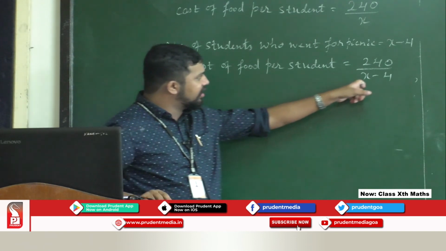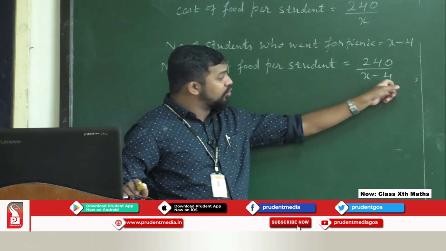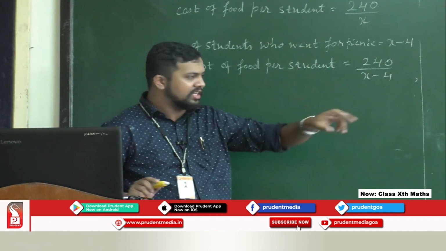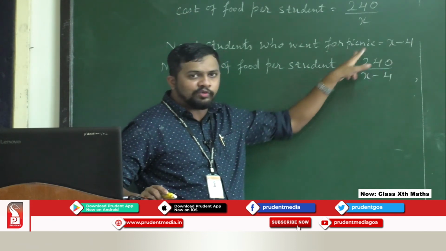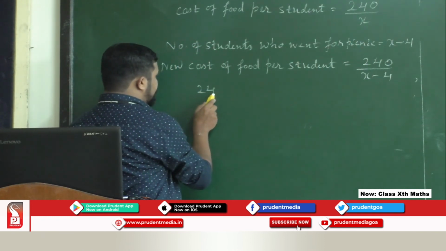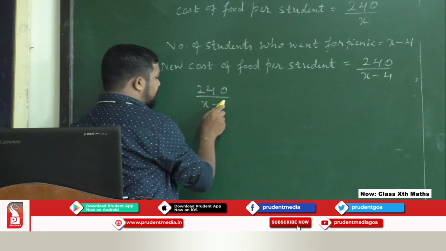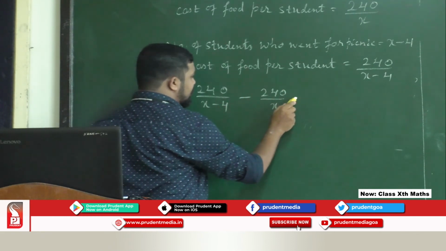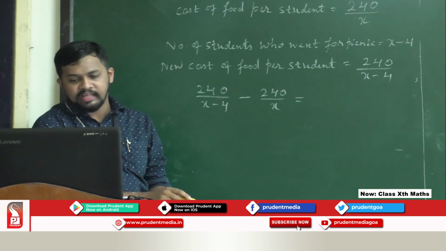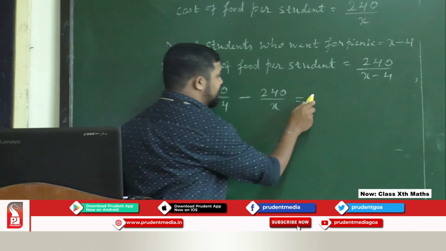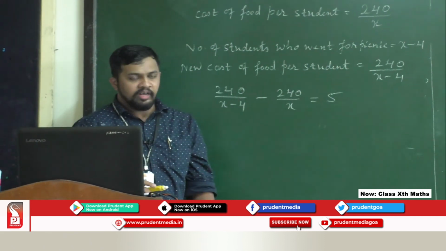Now if you see what happened, students decreased, that means cost is increasing. The money increases, so this quantity will be positive and obviously the other one will be negative. So 240 by x minus 4 minus 240 by x. By how much? It is given that the price increases by rupees 5. So equals 5.